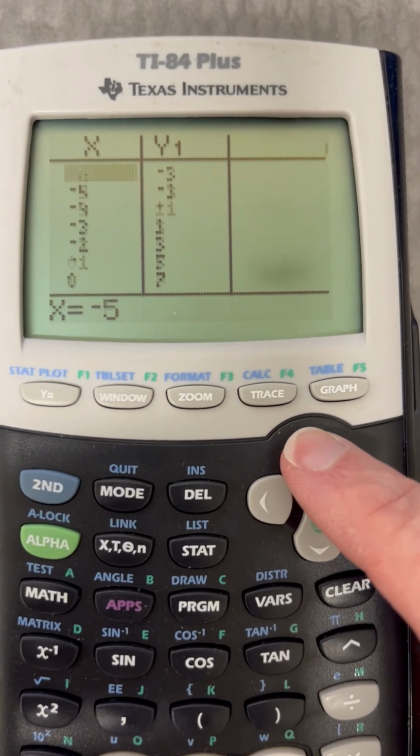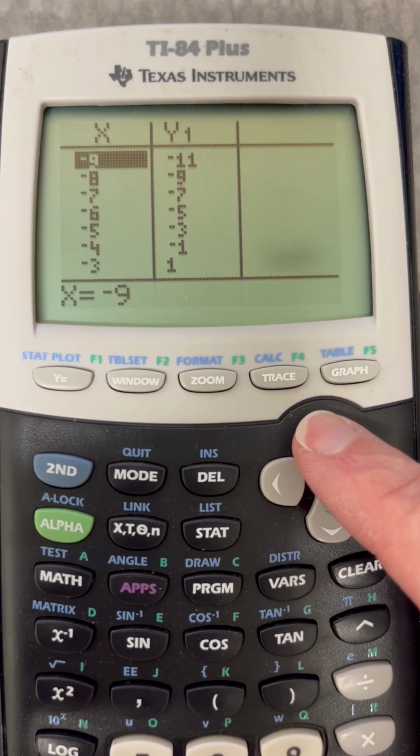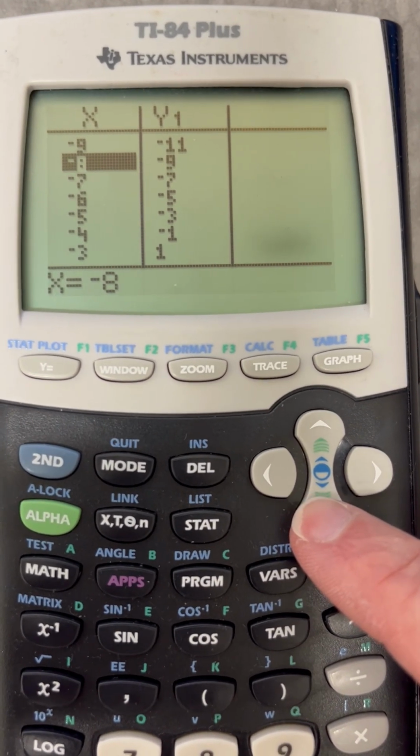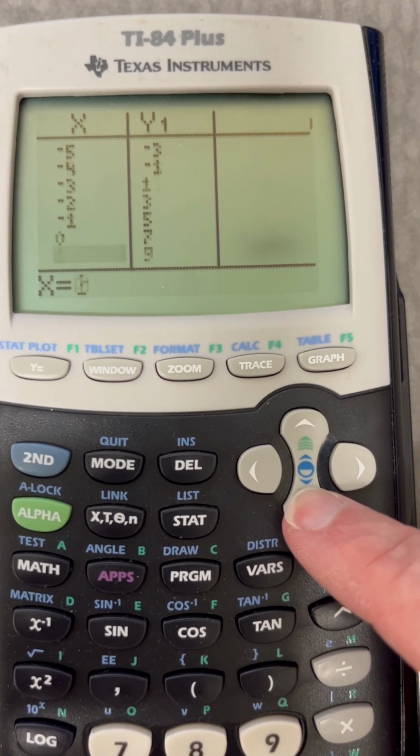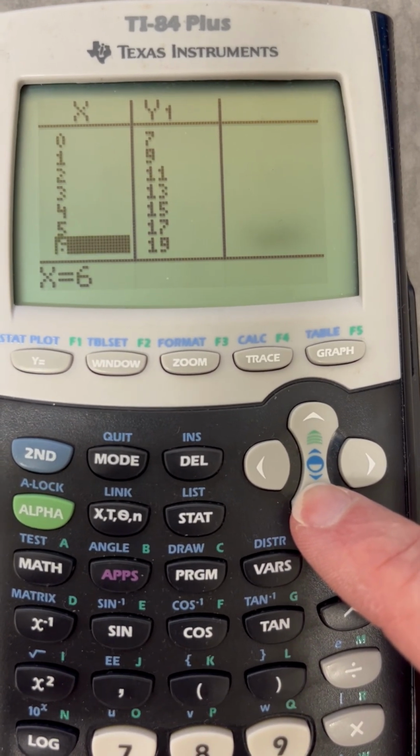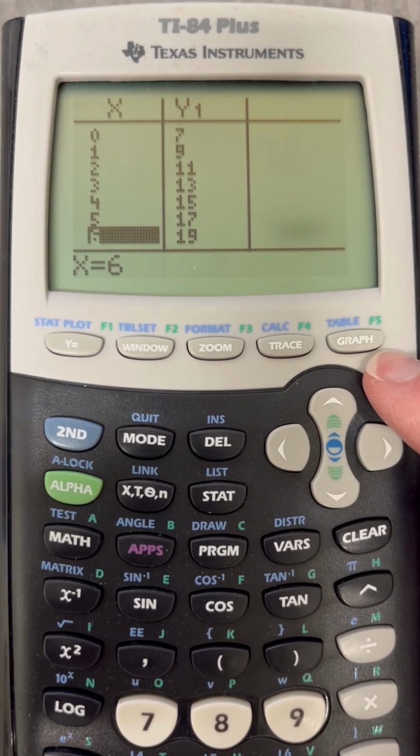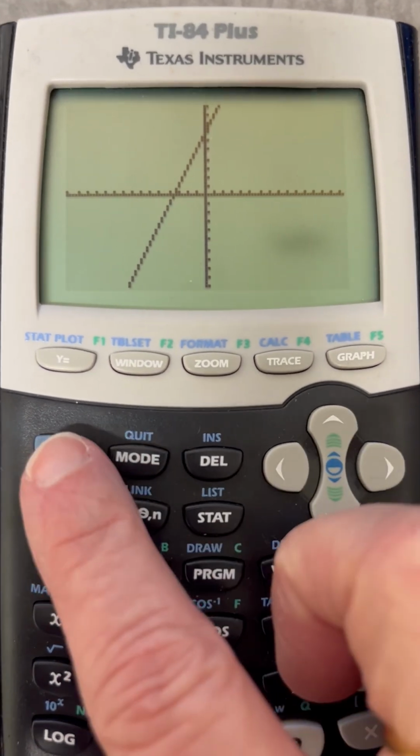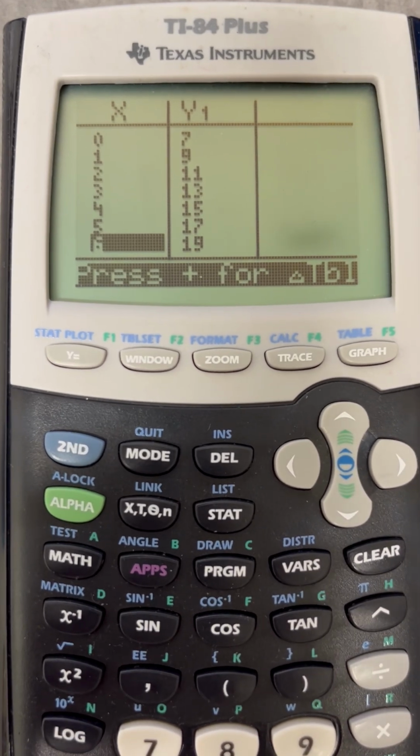So I could go more into the negatives. Like -9, -11 is a point on our line. -8, -9 is a point on our line. -7, -7. I can come back into the positives. 4, 15; 5, 17; 6, 19. All of these are points that lie on the line. So if I want to go back to the line, I'll just hit graph. So there's our line. And then if I hit second table, there's all the ordered pairs.